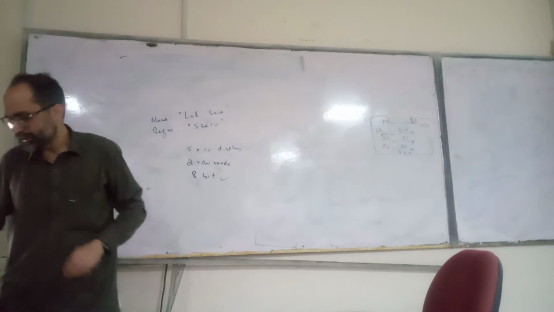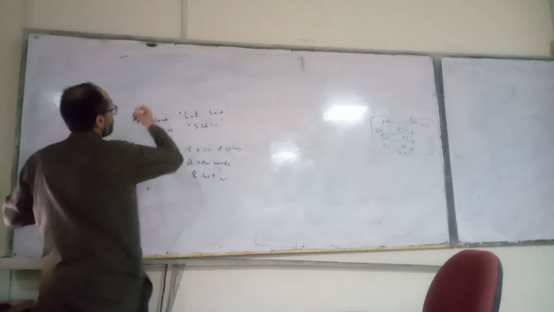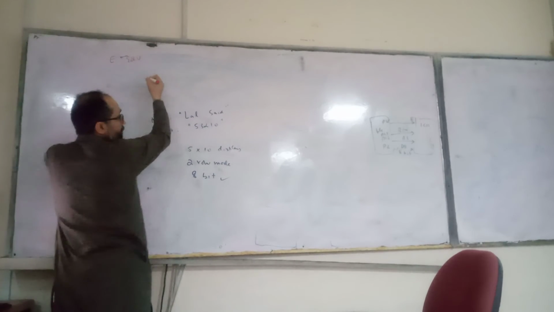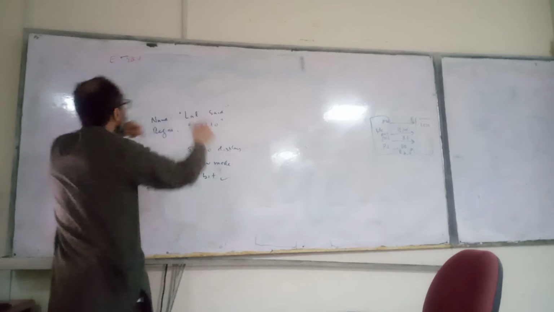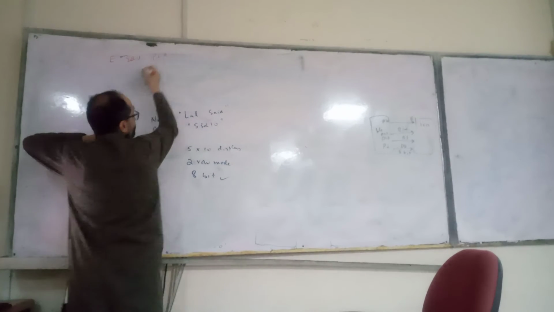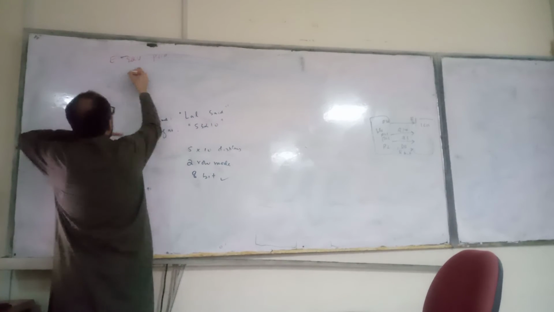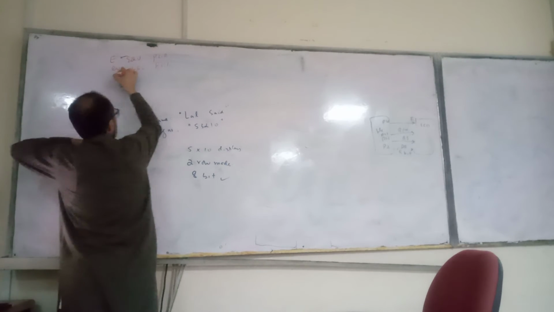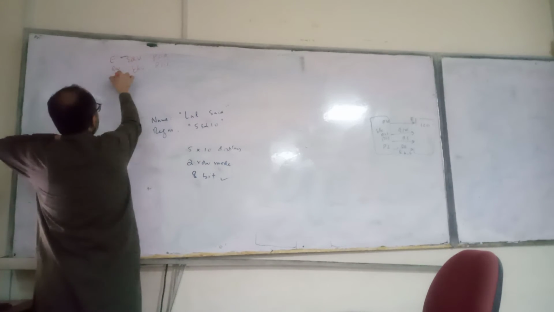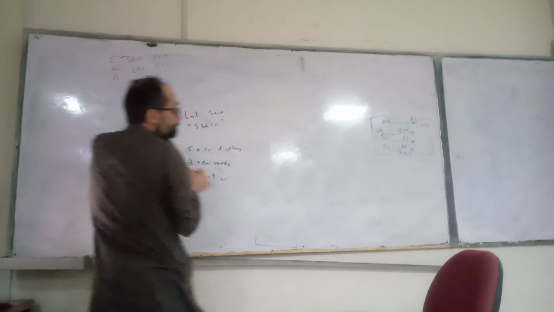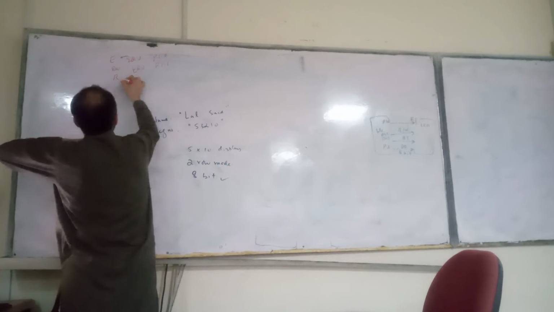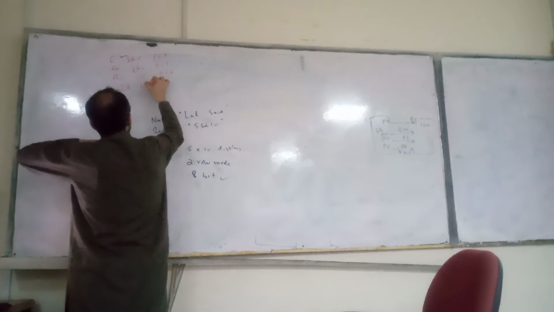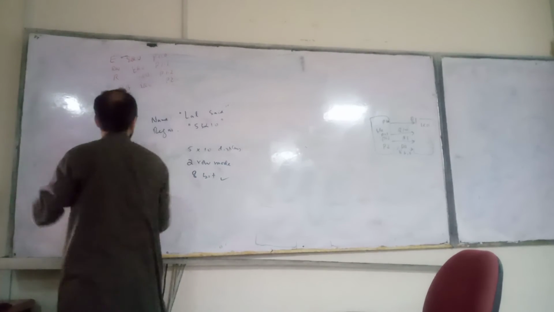So how can we start with an assembly language program? Can we write it like this? E equal P1.0. Then RW equal P1.1. Then what's the other signal? RS equal P1.2. DB equal P2.